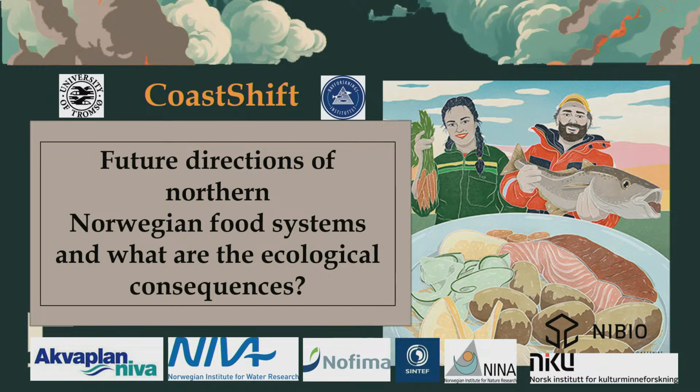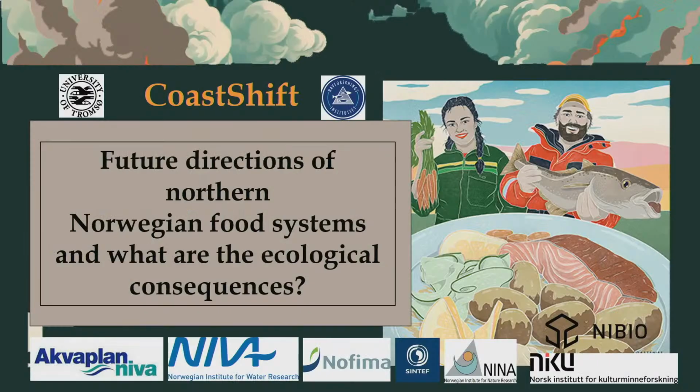So that's what we're addressing in CoastShift. We've seen that the past transitions in food production in the north have led to changes in how people use the coastal land, and also how it impacts northern ecosystems. But what does the future hold?